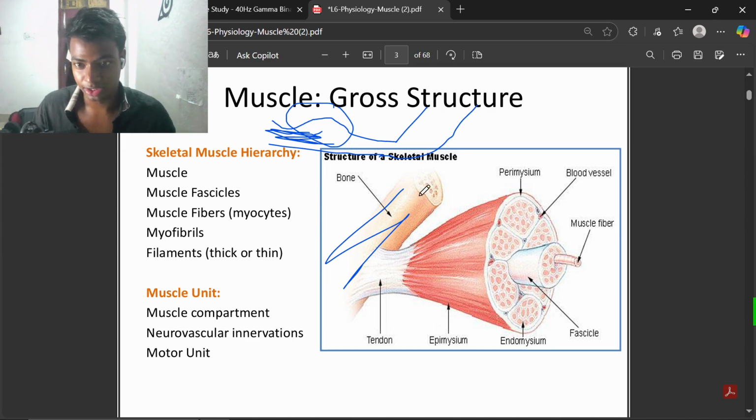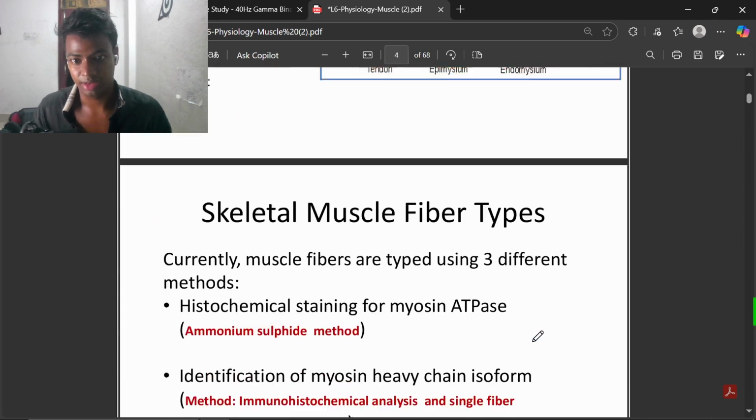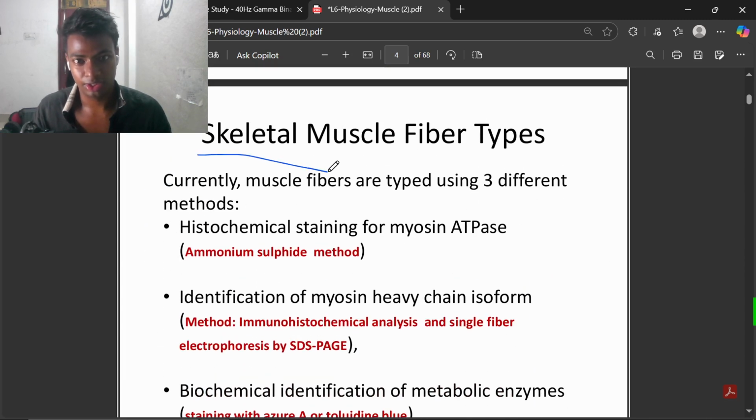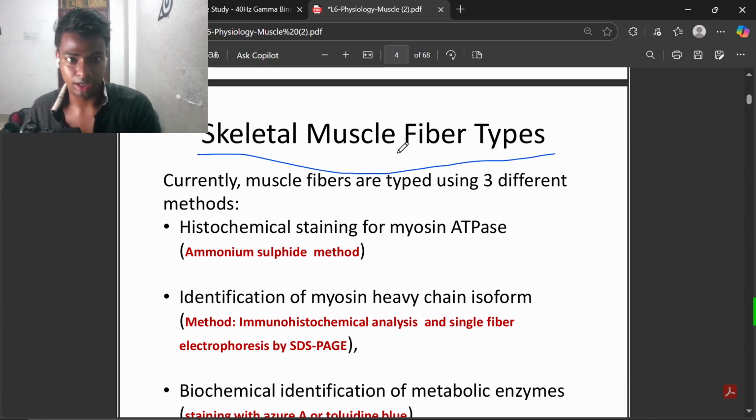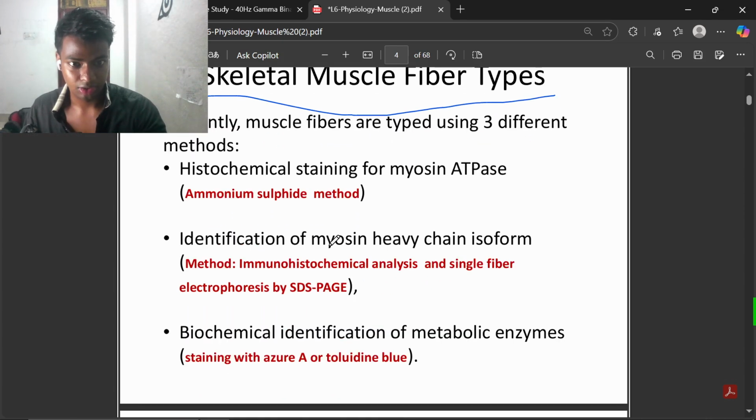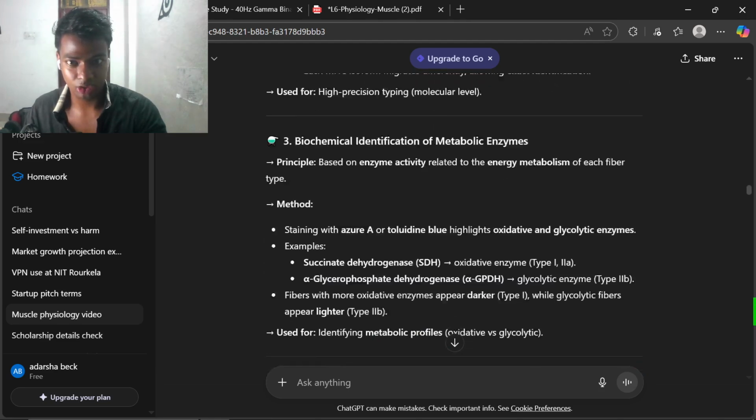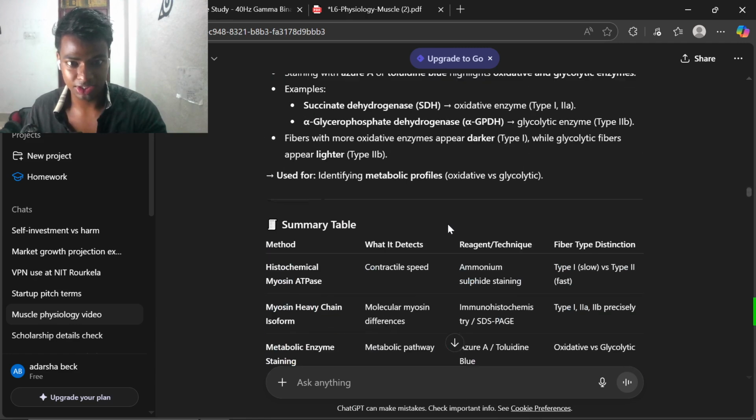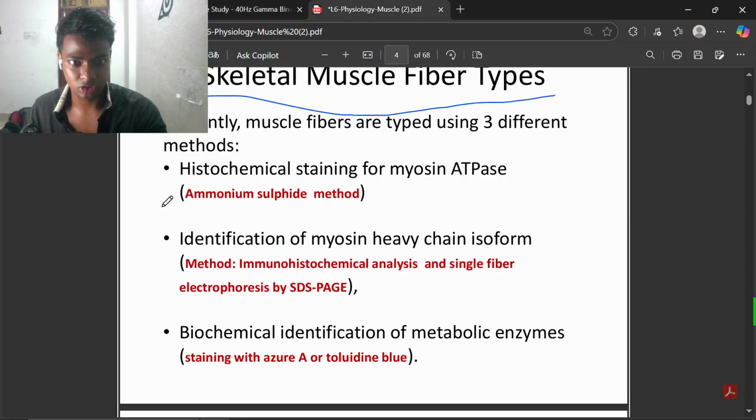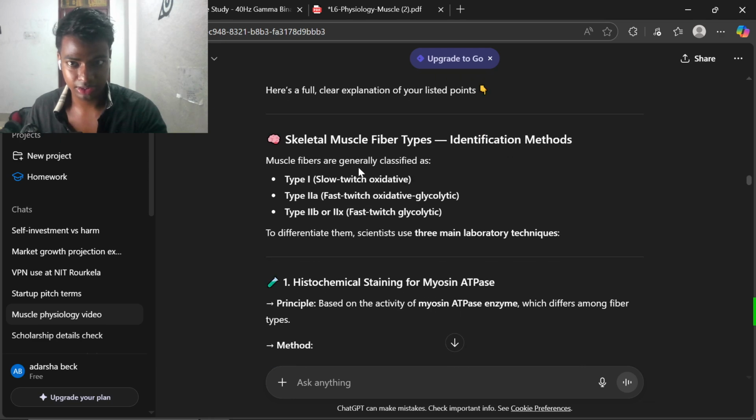If we then further divide the muscle, we'll get a fascicle. Then we further divide the muscle fascicle and we get muscle fiber. These are the methods we can use to find the three types of muscle fiber. I asked ChatGPT how we can identify which type of muscle fiber it is by the histochemical method. So these are the things that we have discussed.